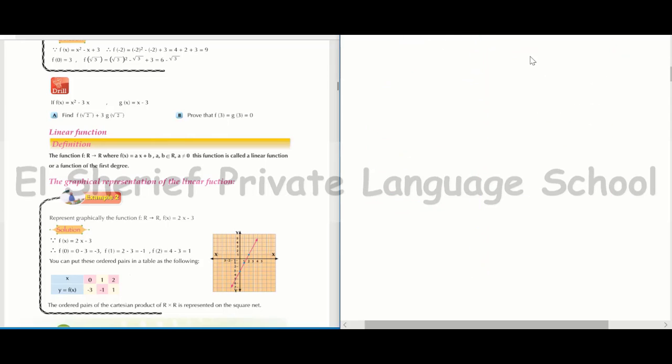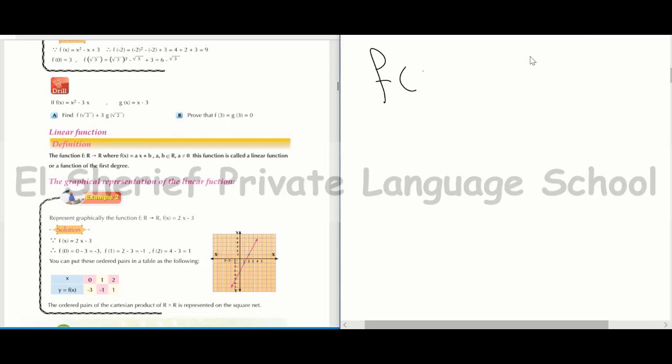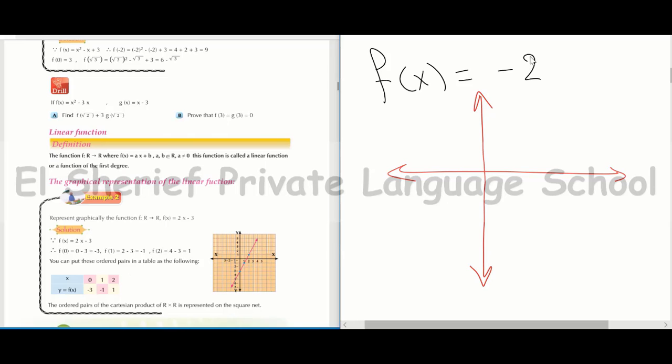Another example for the constant function f of x equal -2. This function, its domain real number, codomain real number, and its range is element -2 and represented graphically by a straight line parallel to x-axis but below it and passing through the point 0 and -2 here. Okay?